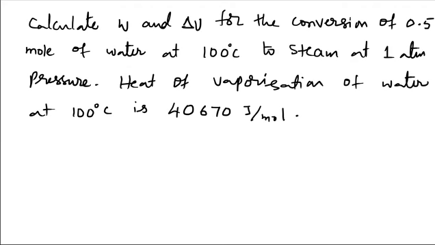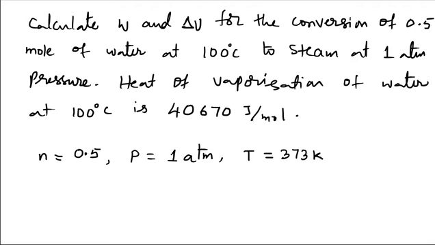So what are we going to find out here? We are going to find out work and change in internal energy when 0.5 moles of water at 100 degrees centigrade is going to steam. Okay, so here we need to find out how much volume is going to change. So n equal to 0.5. And what is the pressure? Pressure is 1 atmosphere. And what is the temperature? 100 degrees centigrade. That will be 373 Kelvin.